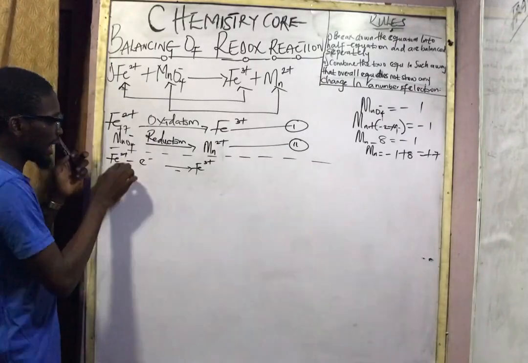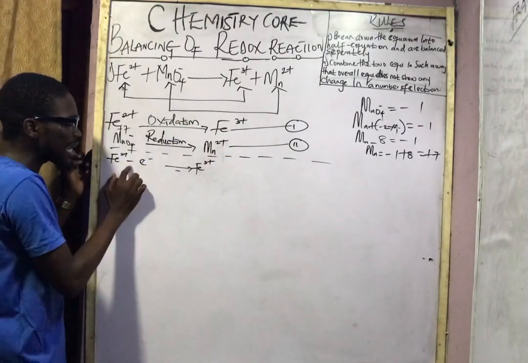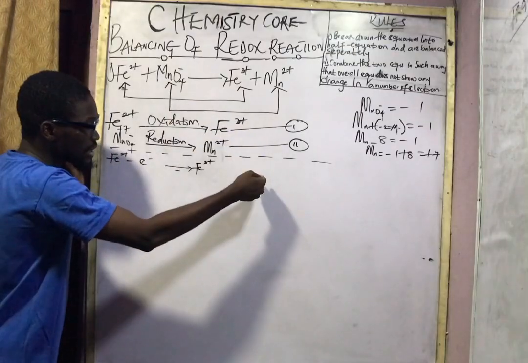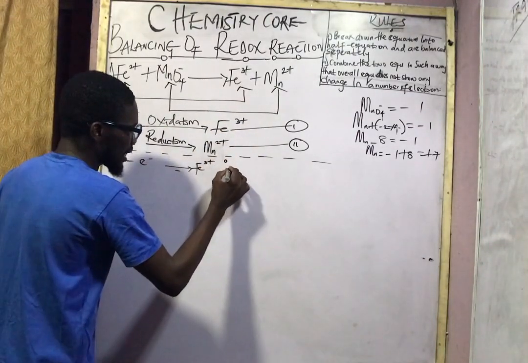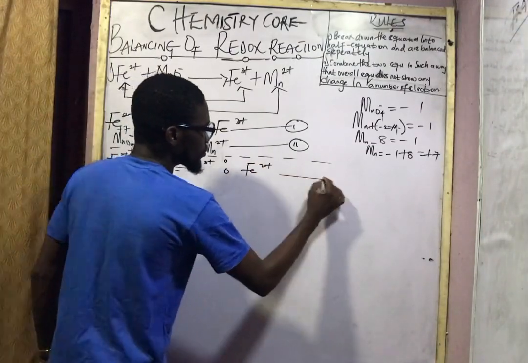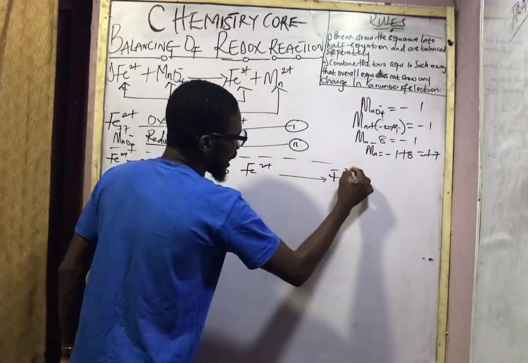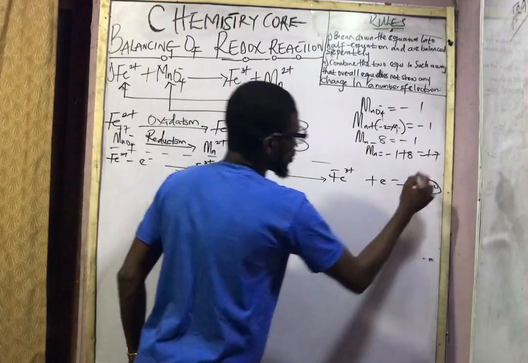So guys, if this minus 1 is coming to this place to balance it, the negative sign here, coming to the product side, will change to a positive sign. So with that, I can say we have Fe2+ going to Fe3+ plus e-. We'll take this one to be equation 3.